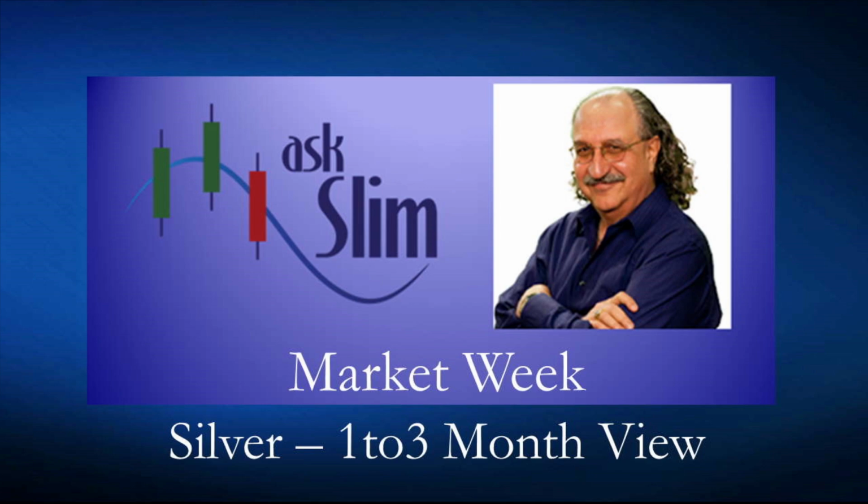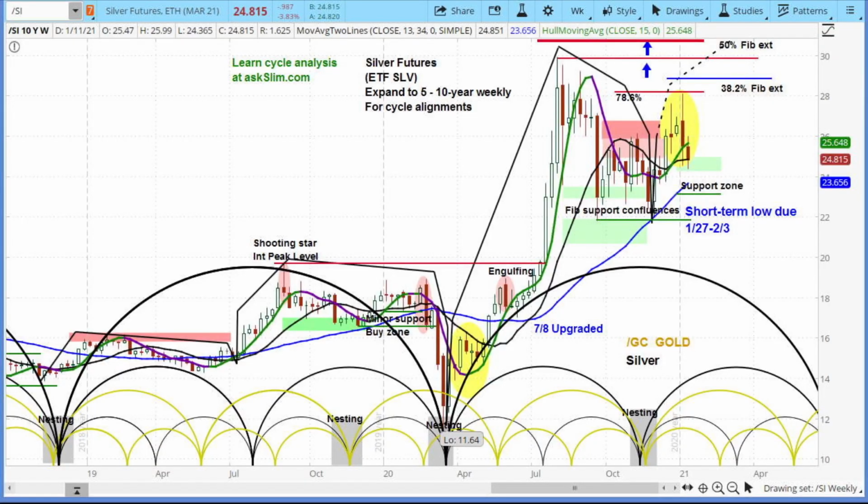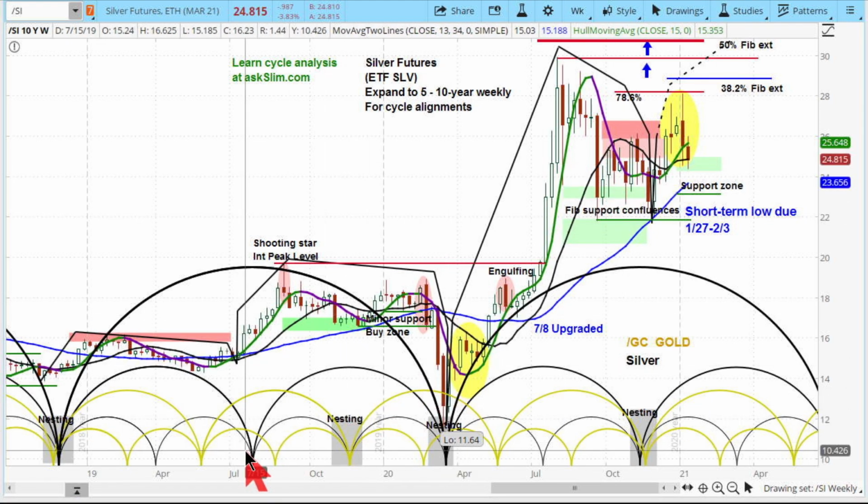So let's switch over now and look at this weekly chart of silver. For those of you that are new to our work, this is cycle analysis, and on the bottom you see those cycle brackets. Those are those half moons. They are a drawing tool, and they help us to understand the rhythmic motion in the market.